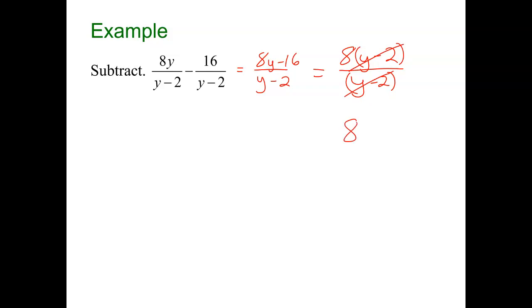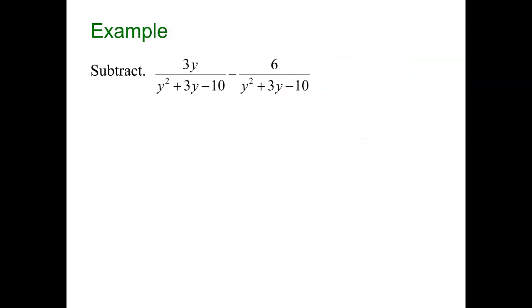Okay. Deep breath. It's going to be okay. All right. Common denominator. That's good for us. Let's go ahead and factor them. Actually, let's subtract and then we'll factor. We've already got a common denominator. So I've got y squared plus 3y minus 10. What's my numerator? 3y minus 6. Now let's factor both our numerator and denominator.